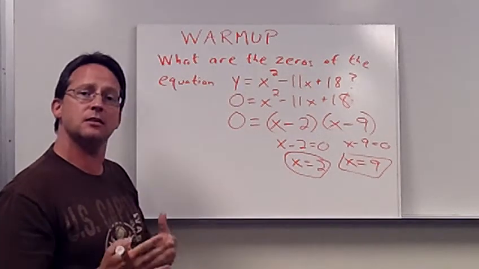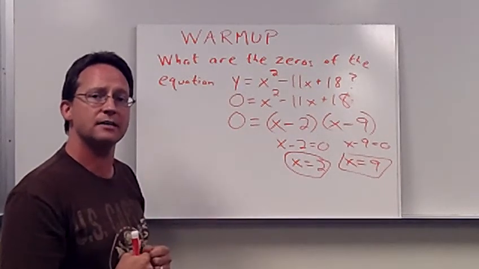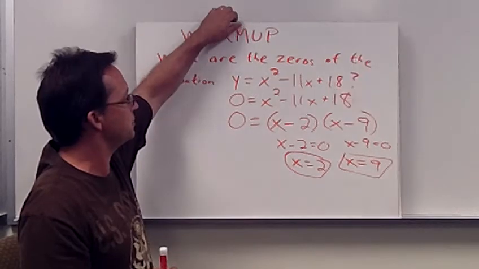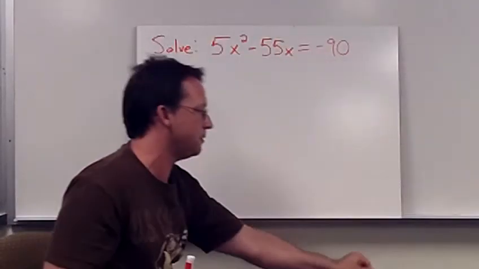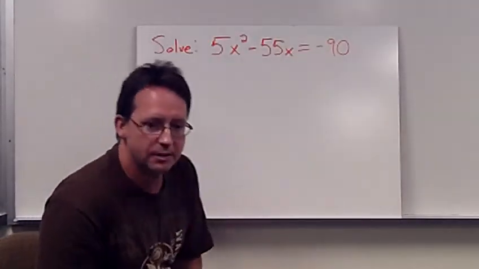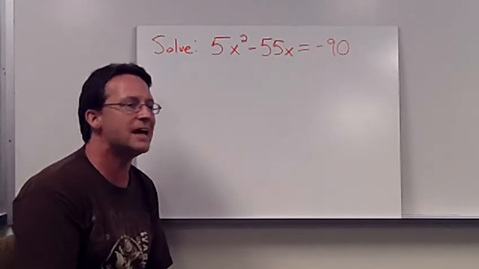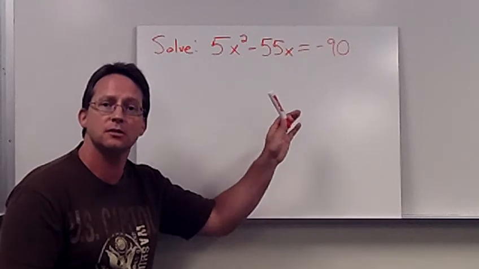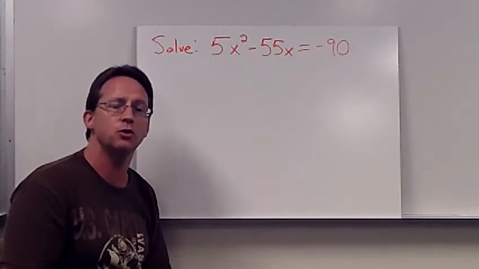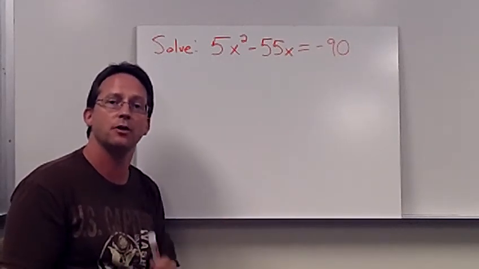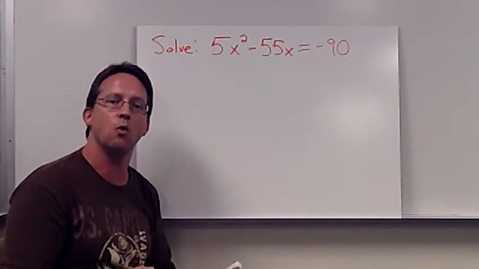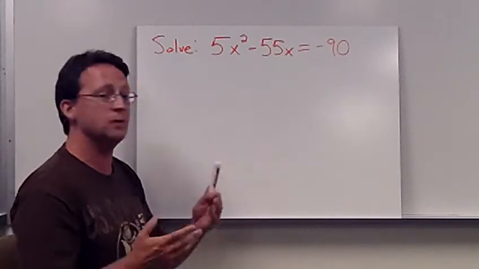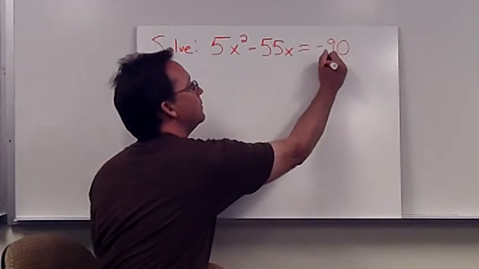I want to extend this and look at solving some different quadratics today. I have an example for us here to look at together. 5x squared minus 55x equals negative 90. Now the first thing you should remember is that right now we can't factor this. There's something important that we need to do before we start to try to factor. Remember that our equation always needs to be equal to 0. So we need to add 90 to both sides.